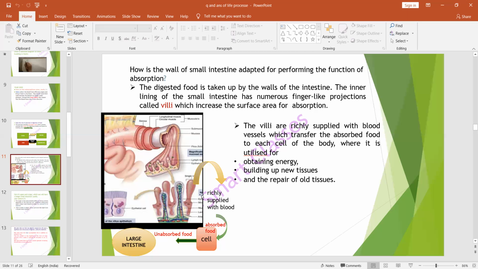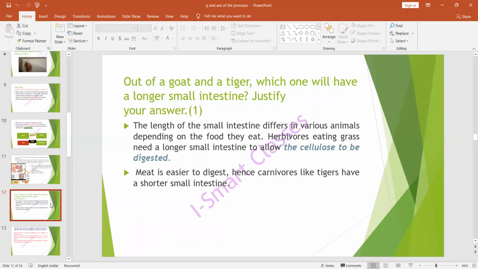See, here you can see this is a villi. Now it is richly supplied with blood vessels. It absorbs food, it goes to the cell, then unabsorbed food goes into the large intestine. This part is not important because our question is how the wall of small intestine is adapted for performing the function of absorption. Okay, moving to the next question.